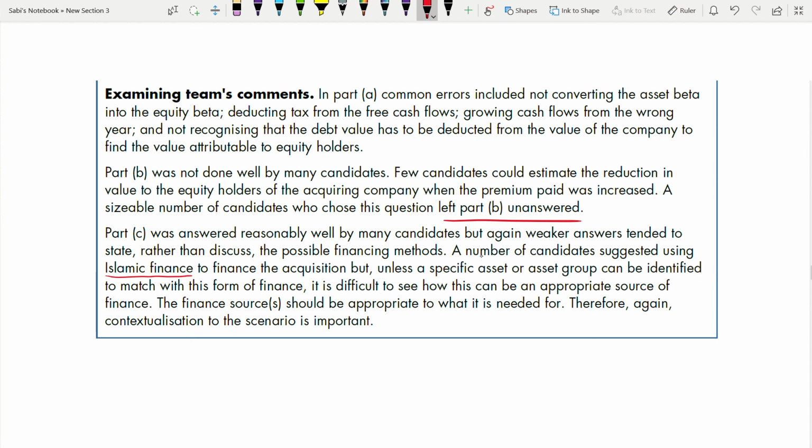The finance source should be appropriate to what it is needed for. Therefore, again, contextualization to the scenario is important. If you say cash, okay, cash reserves, use the current cash reserve of the company, that means you are not really relating it to the case study. So don't try to give general points. Relate to the case study. Cash reserve is not available in 50% contract.